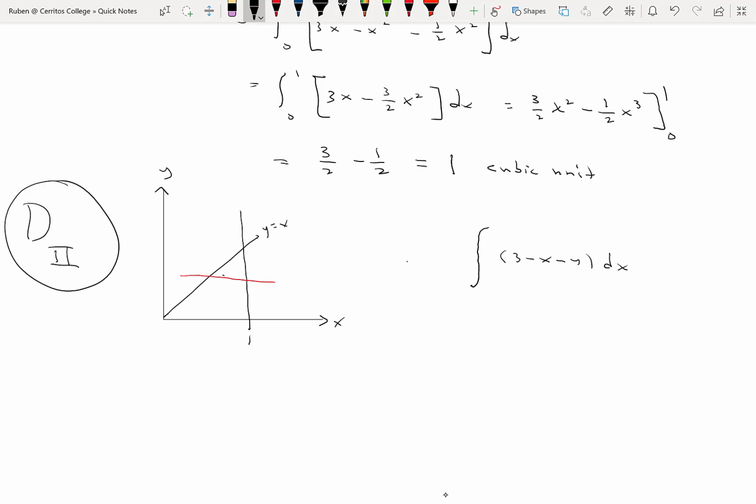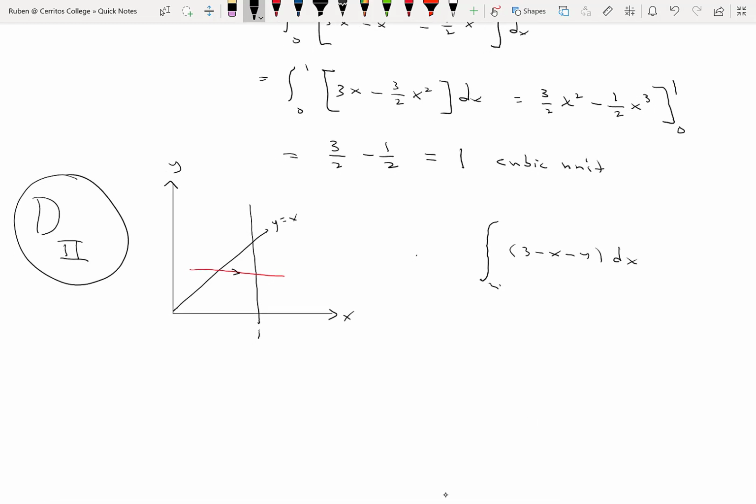As x passes through the region, it first hits x equals y. This is x equals y. And then it hits x equals 1. So we integrate first with respect to x as x varies from y to 1. And then we integrate that result with respect to y as y varies horizontally between two constants. Always the last limits of integration are constants.